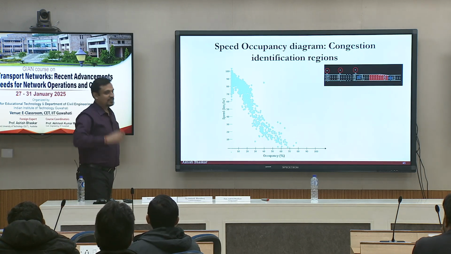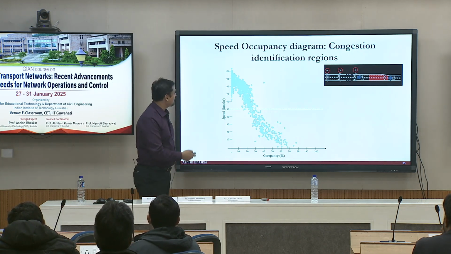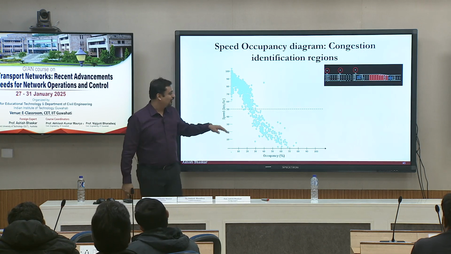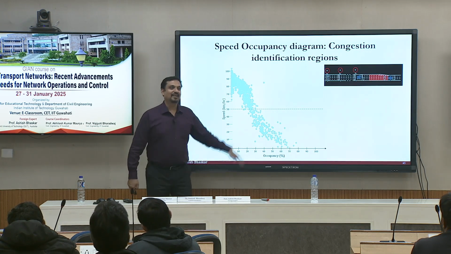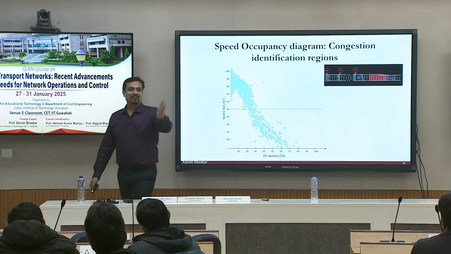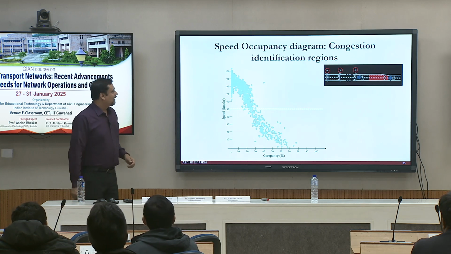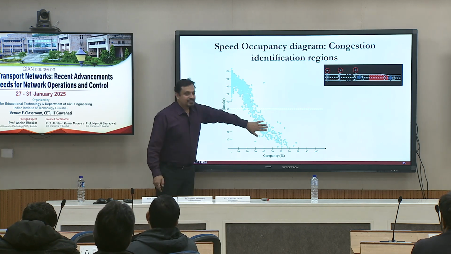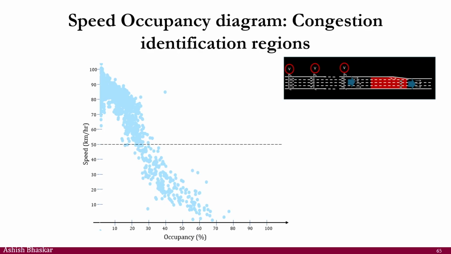Let's say we take 50, because that's the place where I put the line. It can be anywhere, right? Let's say we are taking 50. So if you are in this region, you are congested. If you're not in this region, you are not congested, right?